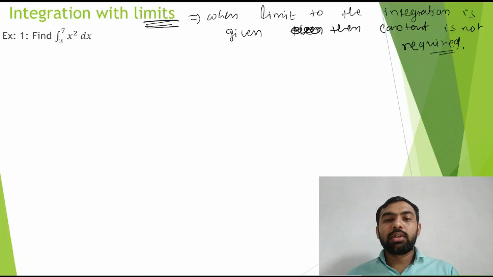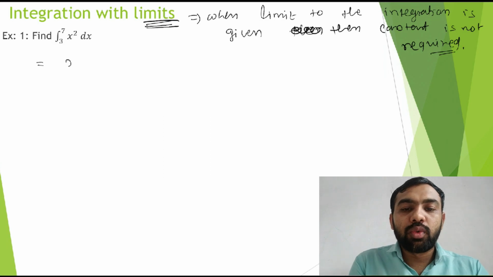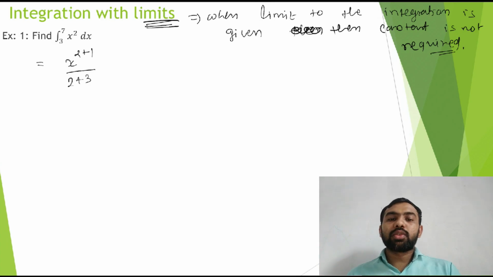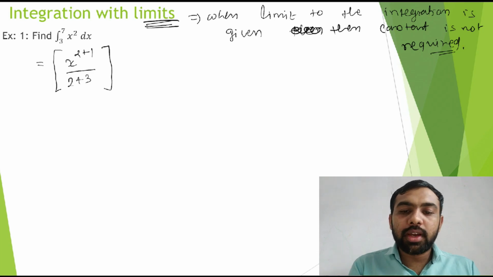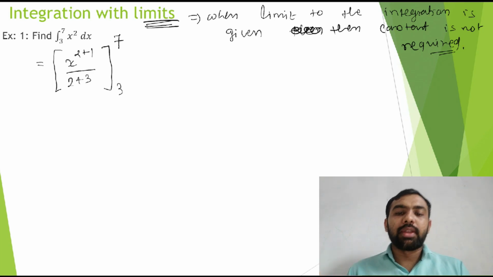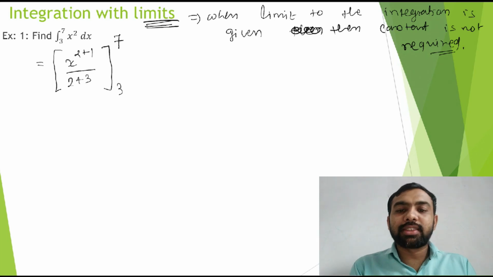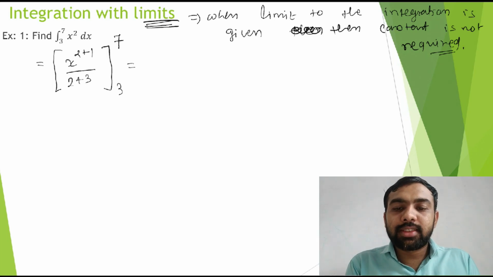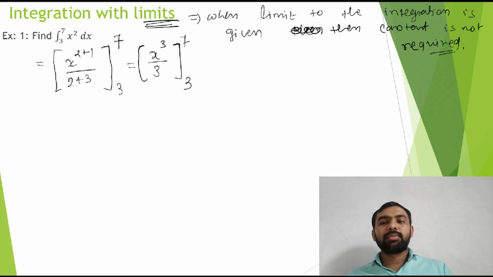Okay, let's see. Here this is given. So how do we write it? It is equal to the integration of x square. One power increases, the new power comes in reverse, so 2 plus 1 is 3. All the terms are written in a square bracket. Put the lower limit 3 and the upper limit 7. So this is the representation. Write the integration in a square bracket and put the lower limit to upper limit. So what is the final answer? It is equal to x raised to 3 upon 3, with upper limit 7 and lower limit 3.